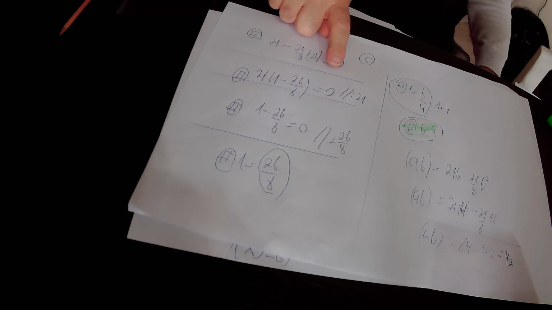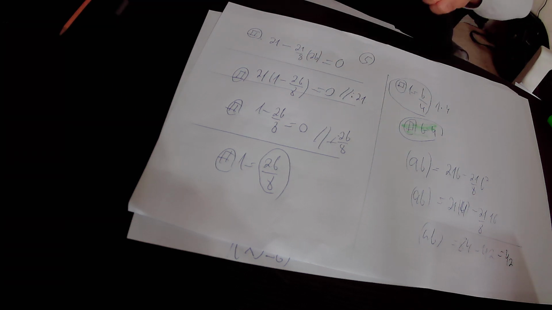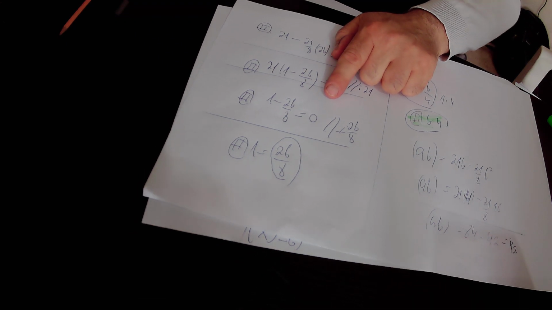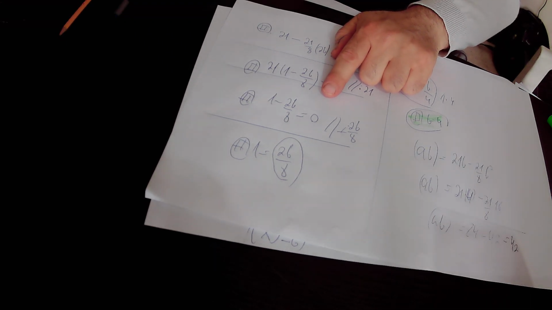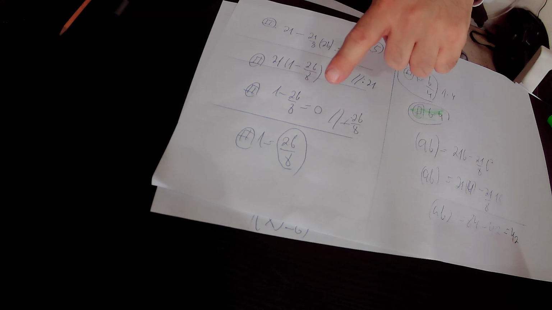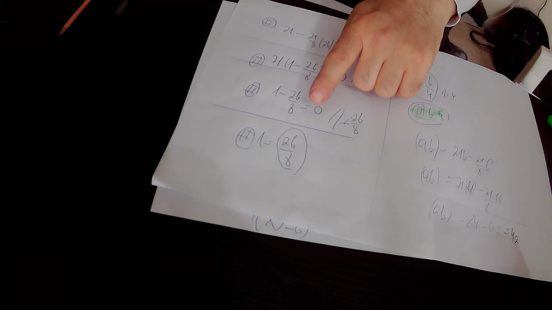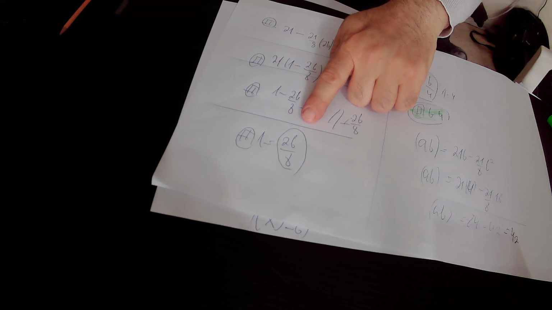And on the other side of the equation we have 0 over 21, which is 0. So according to equation 2, we found that 1 minus 2b over 8 equals 0. Here we added 2b over 8 to equation 2, and found that 1 equals 2b over 8. Here we divided both the numerator and the denominator of this expression by 2.